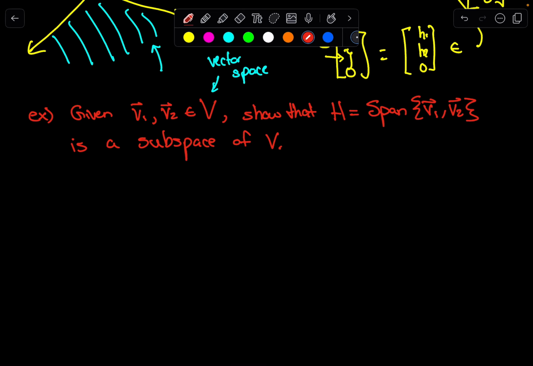The idea is that we're going to show this, and it's supposed to be a little bit of an inkling or a guidance to say that the span of any collection of vectors, whether it's one of them, two of them, a billion of them, whatever, the span will always give you a subspace.